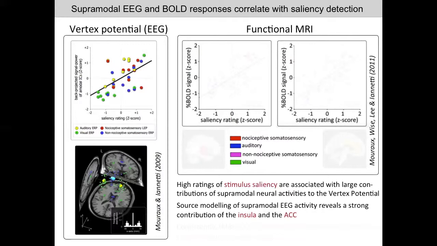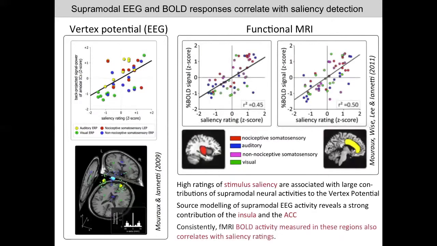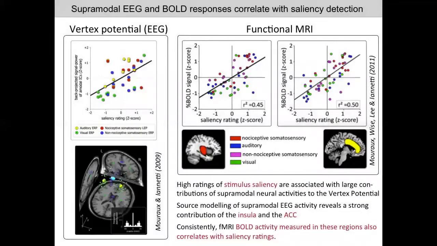And the same you see if you look at the supramodal areas in functional MRI, for example, the cingulate cortex or the secondary somatosensory cortex, which, despite the name, responds to auditory stimuli and to visual stimuli. And you can see how the activity in those areas is also related in a reasonably convincing way to ratings of salience.